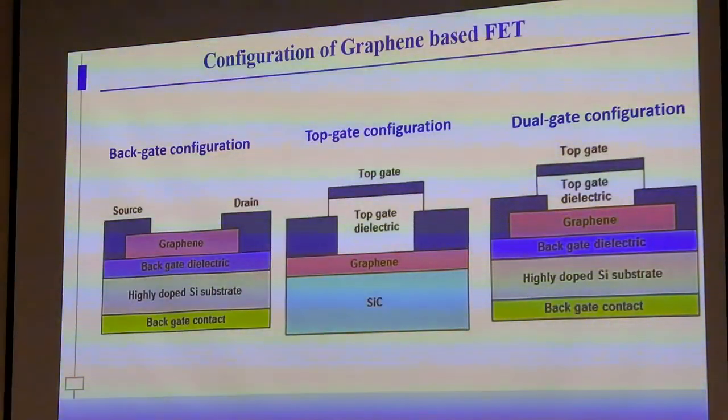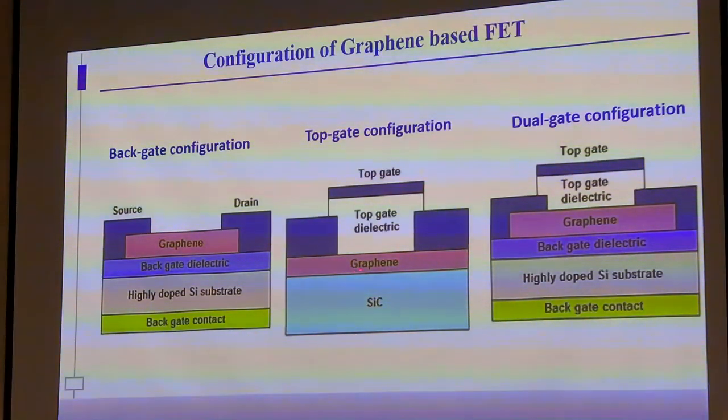So, FET, the three basic configurations. One is bottom gate or back gate. The second is a top gate, and the third may be a dual gate. In the first case, you have source, drain, and a conductive channel, for example graphene, and under the graphene you will have a back gate contact with a back gate dielectric. In the top gate case, your gate is on the top, and in the dual gate you will have one gate on the top and one gate on the bottom.